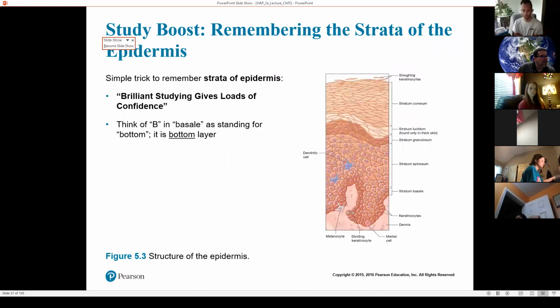Okay? Here's a way to learn it. The different layers. They like to use these little, I don't know what they call these little songs here. Brilliant studying gives loads of confidence. That's labeling the different layers of the basal, stratum spinosum, granulosum, lucidum, and corneum.